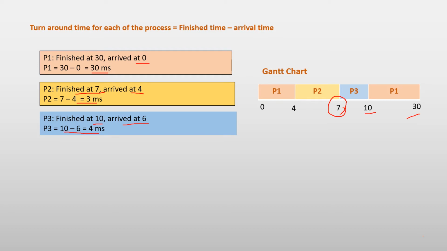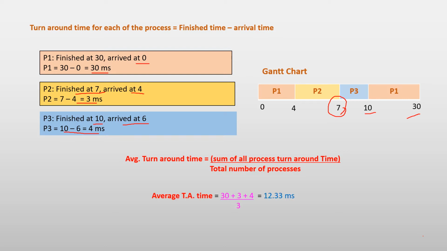Here you can also recheck that your values are correct by calculating that CPU burst time plus waiting time is equal to the turnaround time for the process. For example, for process P3, the waiting time was 1 millisecond and its CPU burst is 3 milliseconds, so its turnaround time is 4 milliseconds. You can go back in the video and check these timings. So the average turnaround time is 30 plus 3 plus 4 divided by 3, which is equal to 12.33 milliseconds.